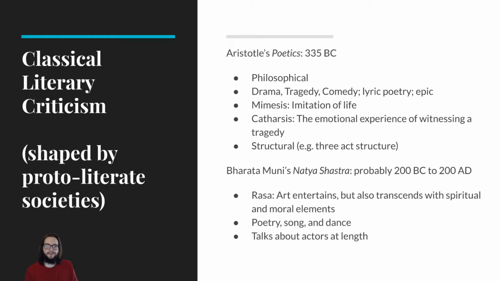The two great early works are Aristotle's Poetics, which we can date back to 335 BC. It's a very philosophical text. It asks a lot about why we write, but it also has other elements. Aristotle sets out what we would consider to be modern terms in terms of drama, tragedy, and comedy, lyric poetry. He discusses the epic as a structure.